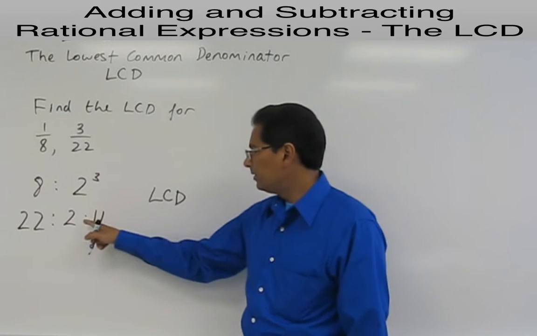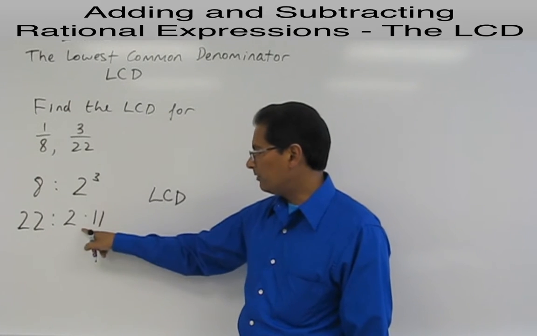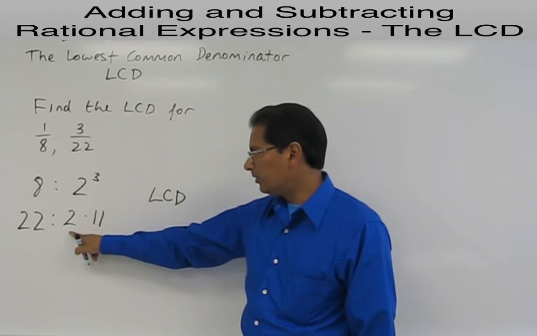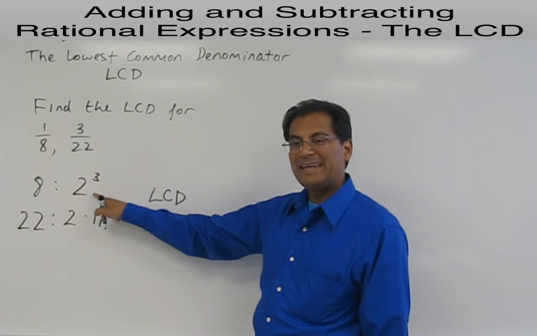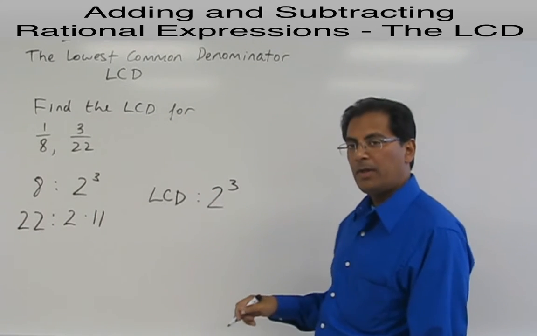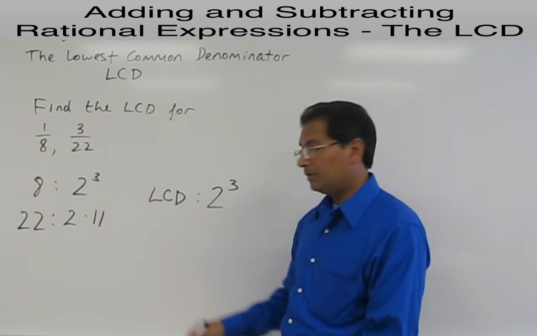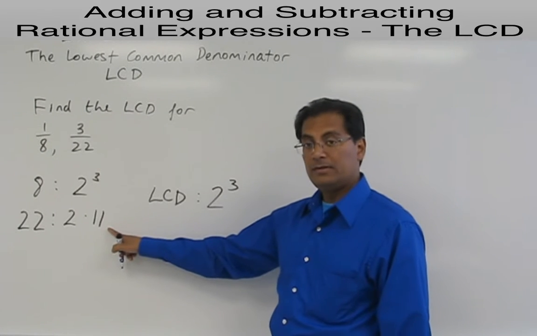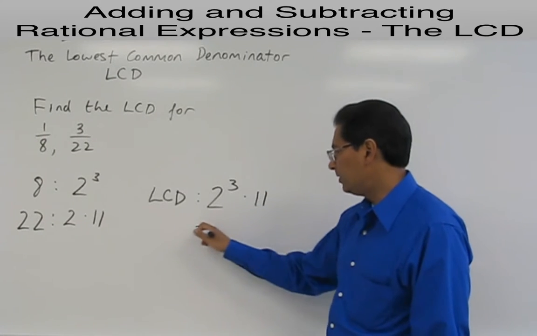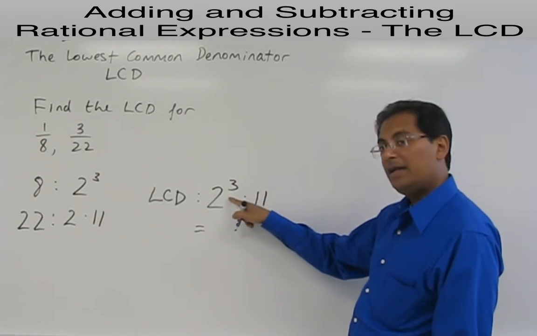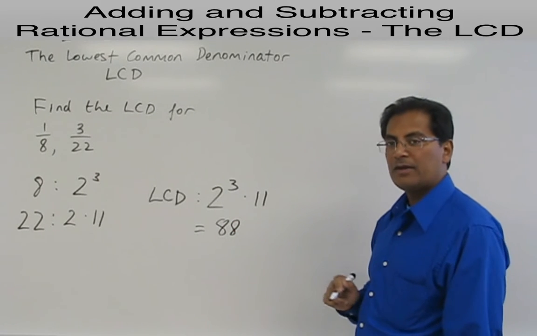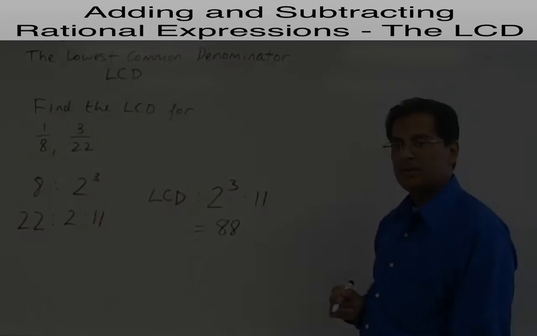For example, in the 2's, we have a 2 here and a 2 here for the 8 and 22. But 2 occurs once here, while here it's cubed. So we're going to take the higher one, which is 2 cubed. And we're going to multiply that by each factor that we see. The next factor is 11, so we multiply 2 cubed times 11. 8 times 11 gives you 88. So the LCD of these two fractions is 88.